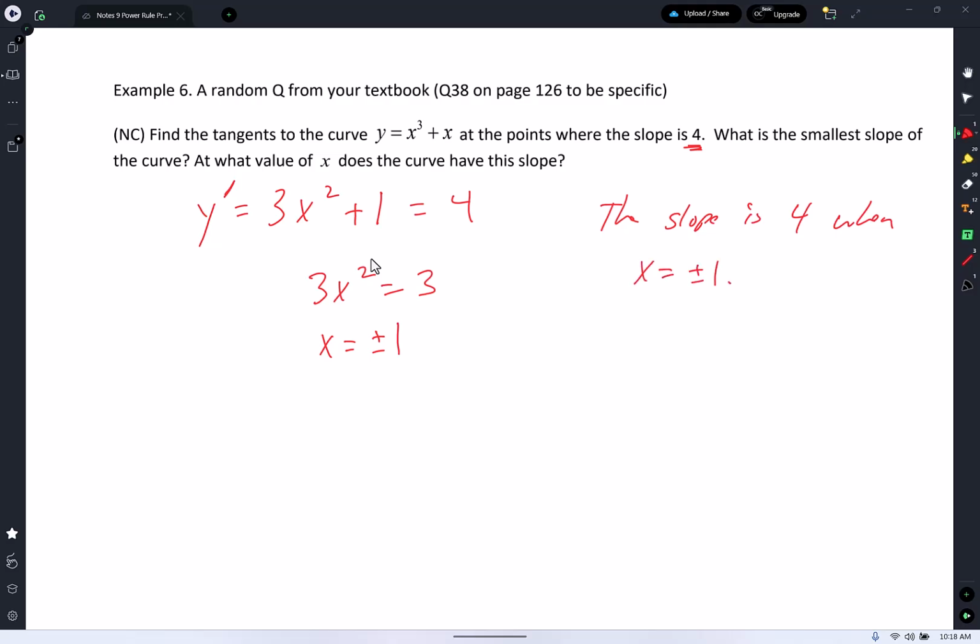All right, now I got to answer the second part. What is the smallest slope of the curve? So here's my derivative. What is the smallest this 3x squared plus 1 can be? This is always larger than what? What's the smallest value that this can be?